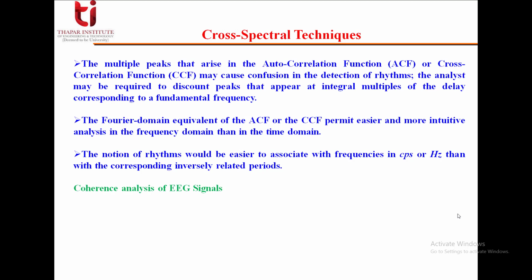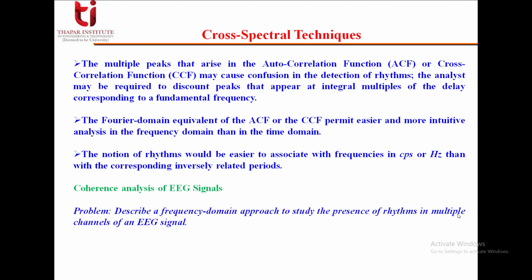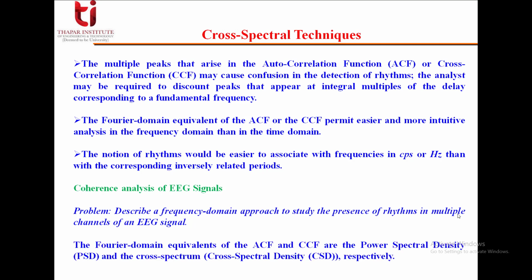So now let's begin with the coherence analysis of EEG signals. The problem here is to describe a frequency domain approach to study the presence of rhythms in multiple channels of an EEG signal. The Fourier domain equivalents of the autocorrelation function and the cross-correlation function are the power spectral density, generally represented as PSD, and the cross spectrum, that is cross spectral density, represented as CSD, respectively.